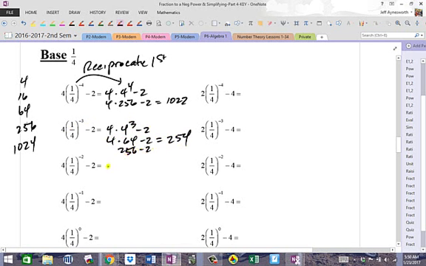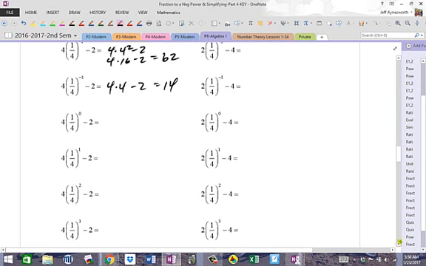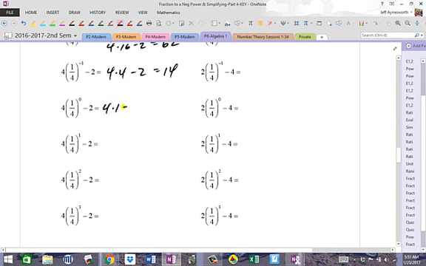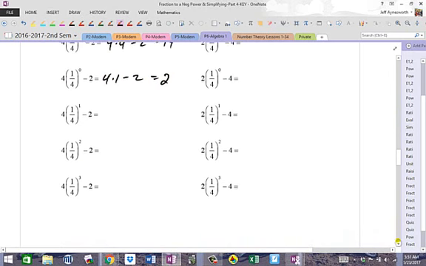4 times 4 squared minus 2 is 4 times 16 minus 2, or 62. This is 4 times 4 minus 2, which is 16 minus 2 is 14. It's 4 times 1 minus 2, or 2. Okay, and then we have 4 times 1/4 minus 2. Simplify. 1 minus 2 is negative 1.